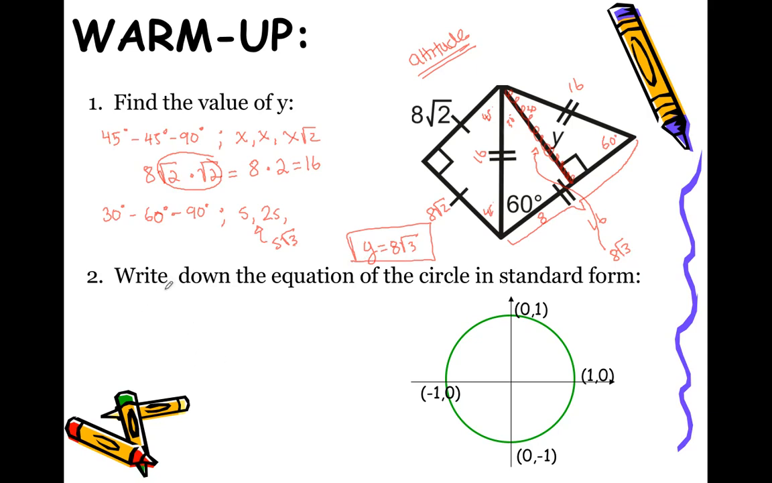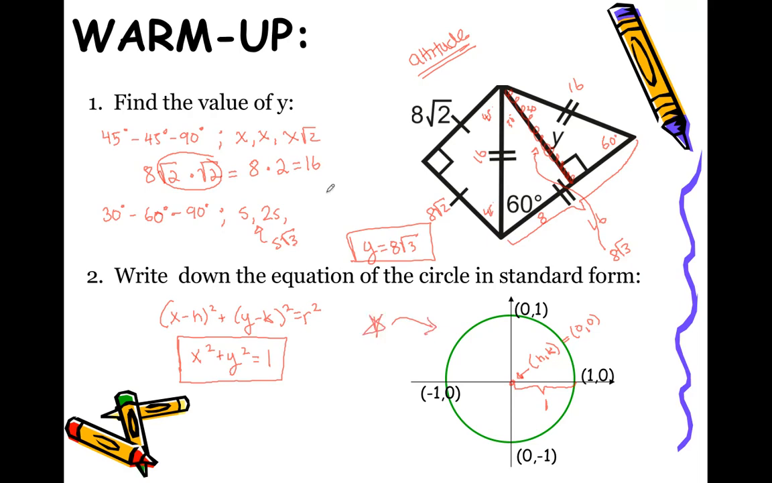And then for this next one, we want to write down the equation of the circle in standard form, right? So that takes us back to last unit where we had x minus h squared plus y minus k squared equals the radius squared. So h and k are the center. In this case, that center is 0, 0. And r is your radius, and in this case, your radius is 1, right? And we could look at that in any direction. So we get x squared plus y squared equals 1. We're going to be continuing to work with this specific circle throughout this lesson today.